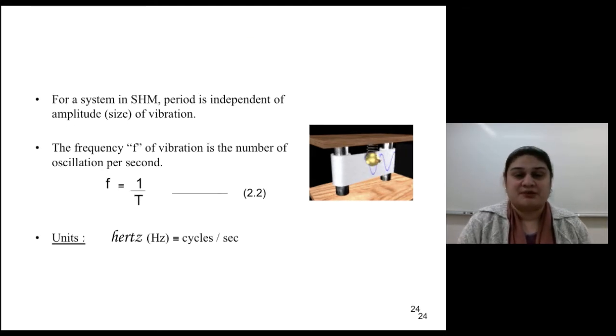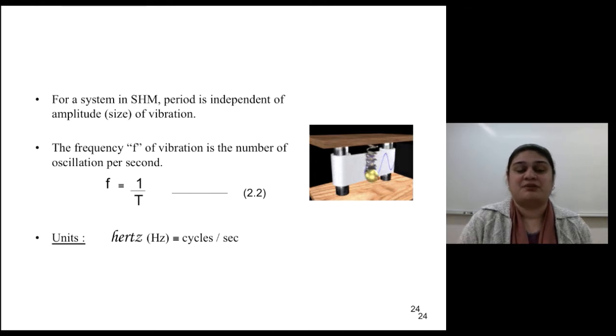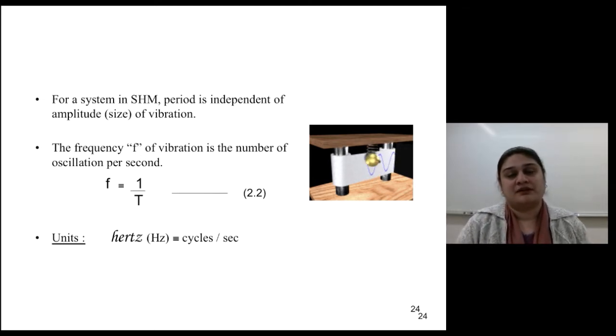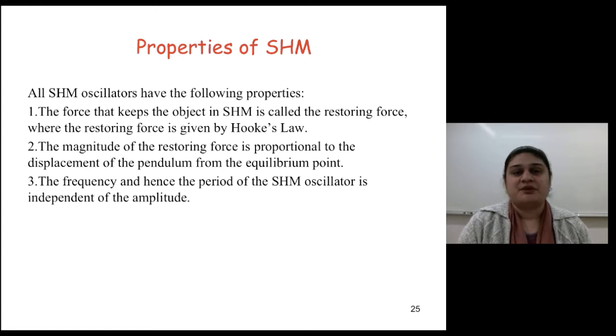For a system in simple harmonic motion, period is independent of the amplitude or the size of the vibration. The frequency of the vibration is the number of oscillations per second, so frequency is inversely proportional to T, where T is the period. So frequency is also cycles per second, how many times something oscillates per second, and the unit is called hertz.